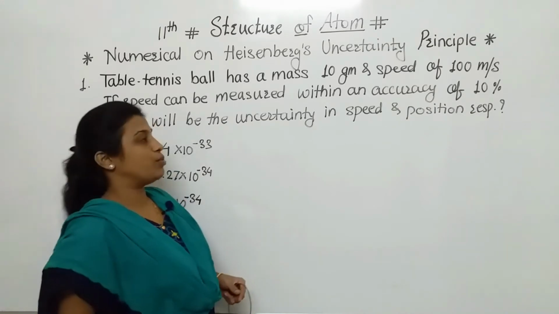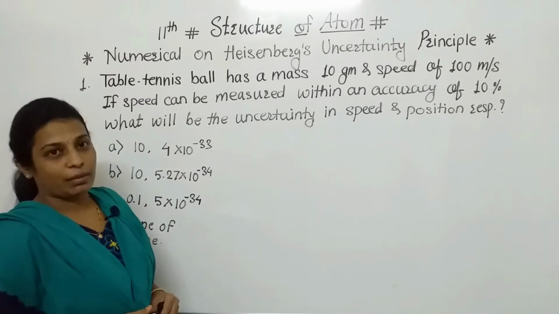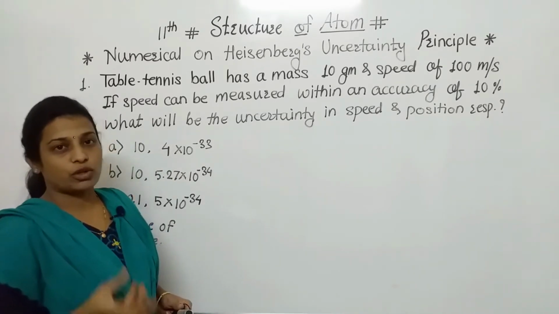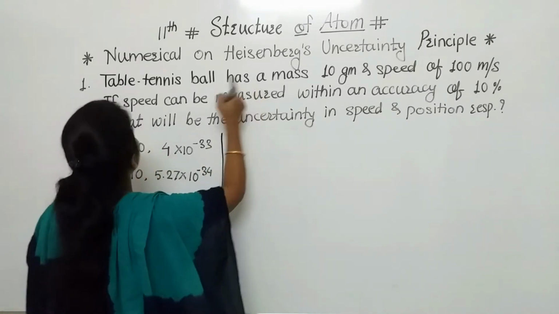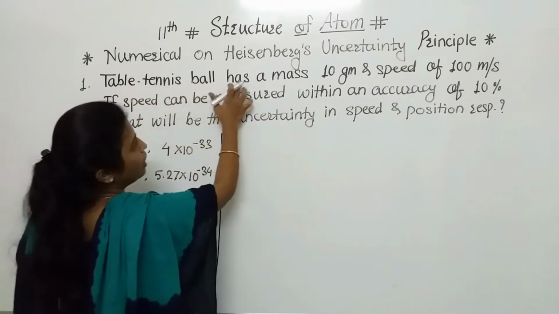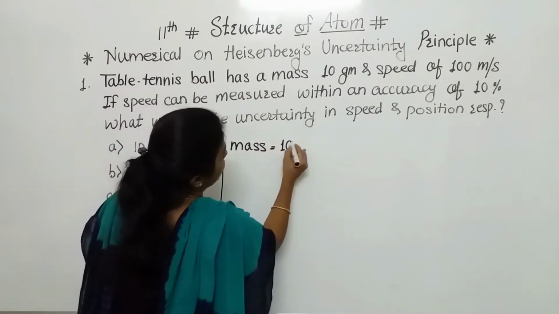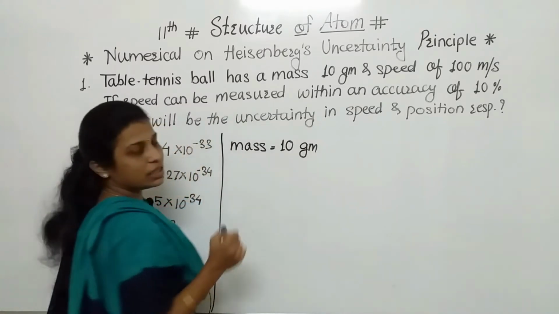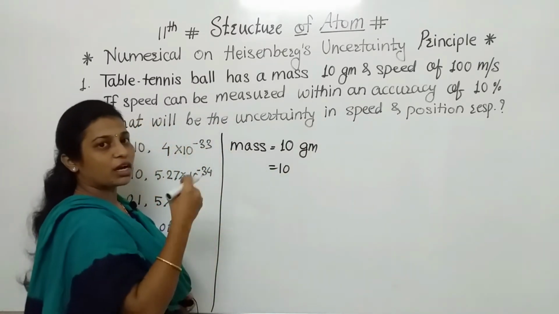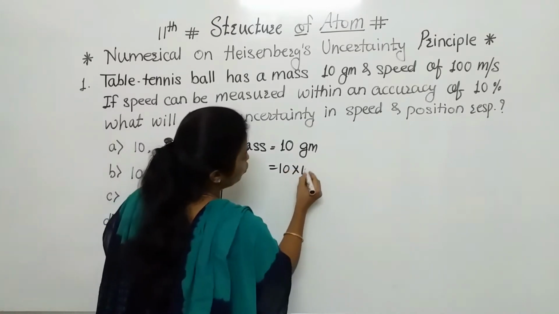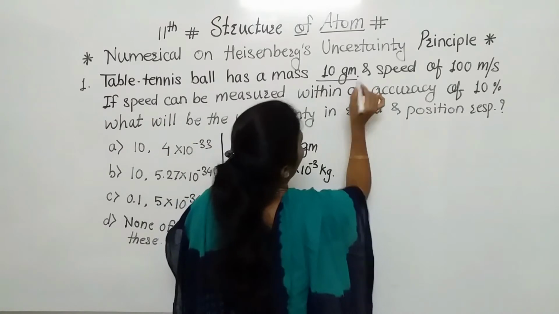Now see here what is the numerical. Table tennis ball has a mass 10 gram. So one by one we will also note down what is given in this numerical. Table tennis ball has a mass. Mass is given, it is 10 gram. This mass is given in gram, so firstly we have to convert into kilogram. As we know, when we are converting gram into kilogram, we have to multiply with 10 raised to minus 3. First thing we have completed.